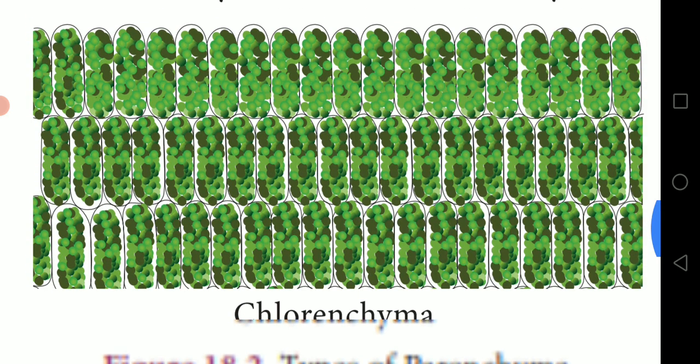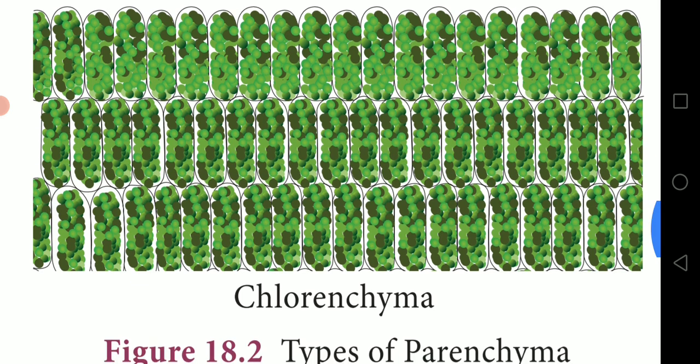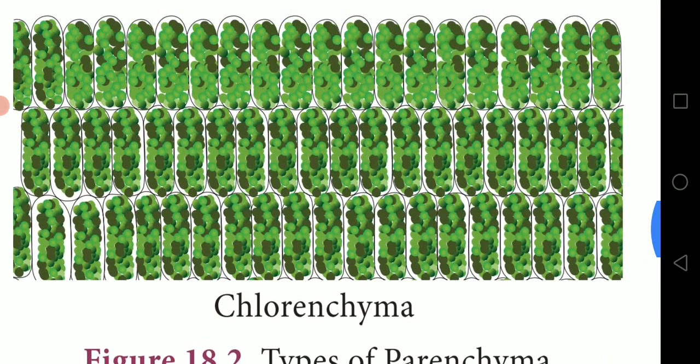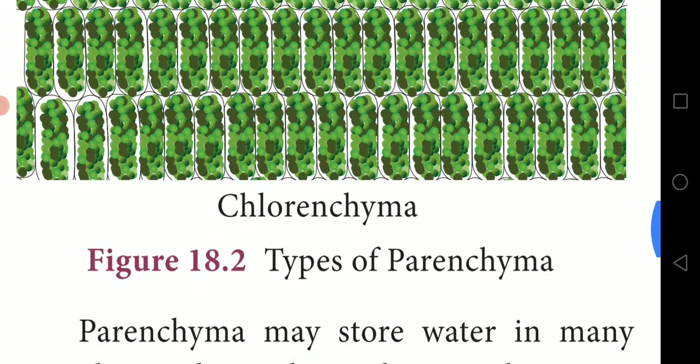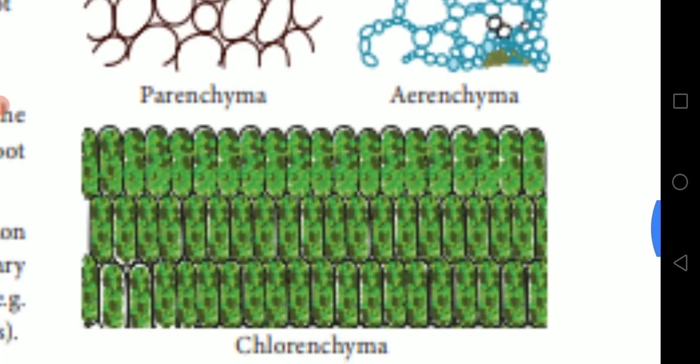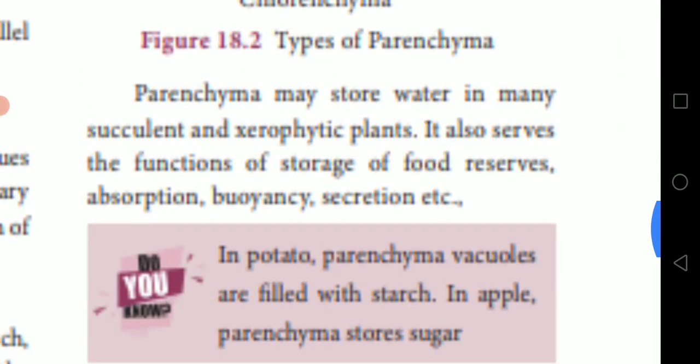Can you all see this picture here? This is the chlorenchyma structure. When the parenchyma is exposed to sunlight, it develops chloroplasts. That is why it appears greenish in color. So the diagram you are seeing shows parenchyma and chlorenchyma.